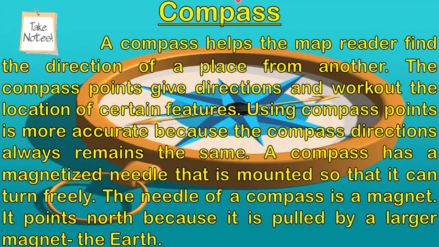So class, let us read about compass. A compass helps the map reader find the direction of a place from another. The compass points give directions and work out the location of certain features. Using compass points is more accurate because the compass directions always remain the same. A compass has a magnetized needle that is mounted so that it can turn freely. The needle of a compass is a magnet. It points north because it is pulled by a larger magnet, which is the Earth.